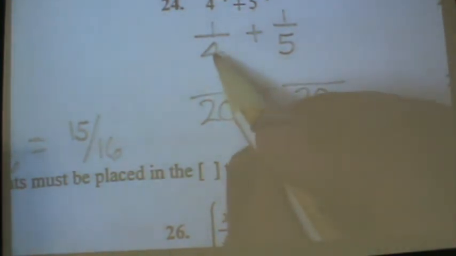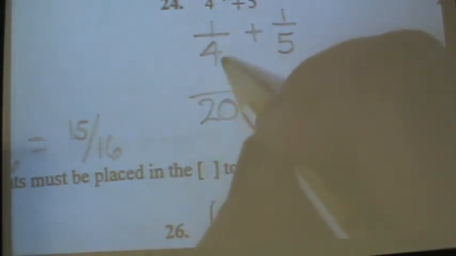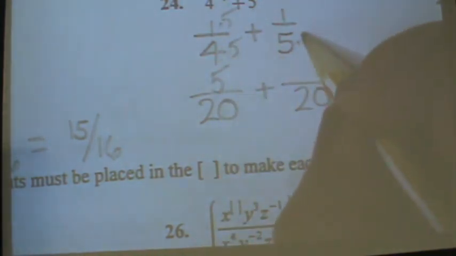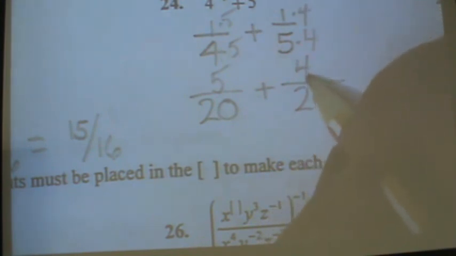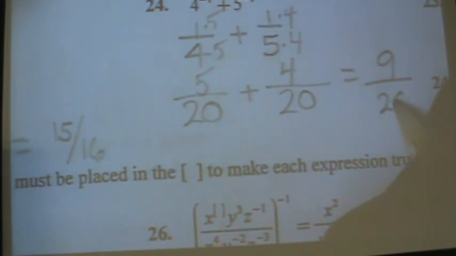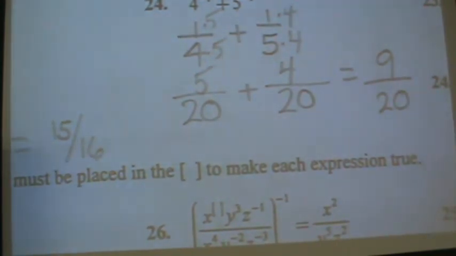So we're going to have to multiply 4 times what to get 20? 1 times 5 is 5. 5 times what gives you 20? 1 times 4 is 4. Now we can add the numerators and keep the denominator the same. That concludes the homework.